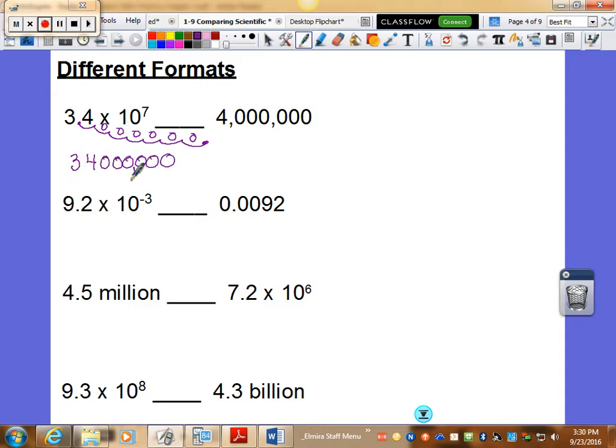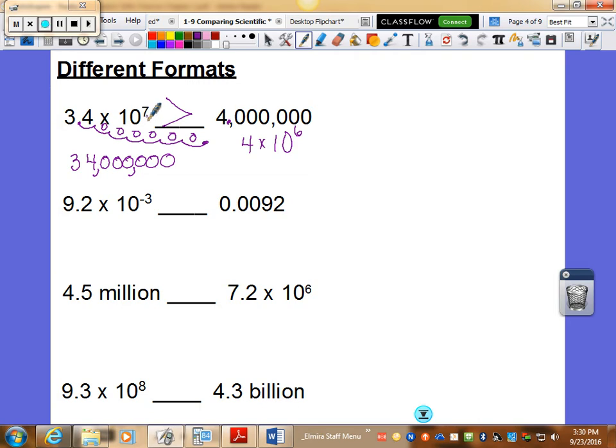So when I write it out correctly, this is 34 million, this is only 4 million. But it's hard to tell just by looking at the two formats. So you're not really sure. You really have to have them in the same format. So now I can see that that one is larger. I could also have written this number in scientific notation. Put the decimal here, so 4 times 10 to the 6th power. I could see that this has a 6 exponent, that has a 7 exponent, so 7 wins.